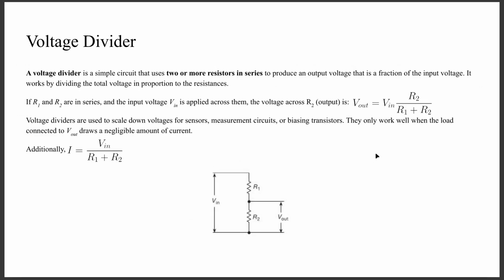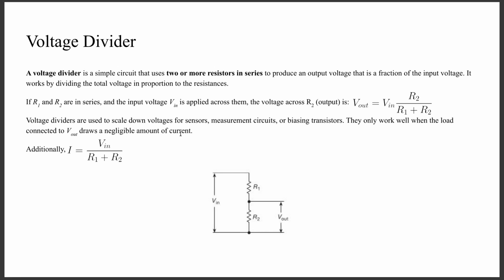Alright, voltage divider. A voltage divider is a simple circuit that uses two or more resistors in series and produces an output voltage that is a fraction of the input voltage. It works by dividing the total voltage in proportion to the resistances. If R1 and R2 are in series, and the input voltage Vin is applied across them, the voltage across R2 is Vout equal to Vin times R2 over R1 plus R2.